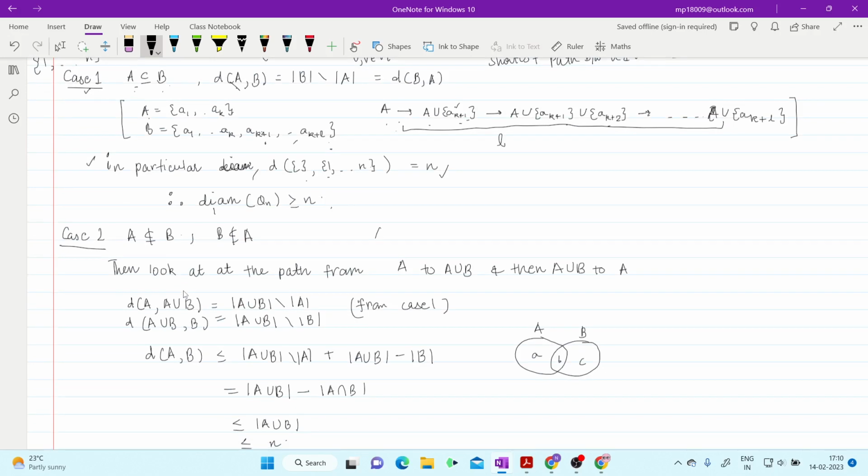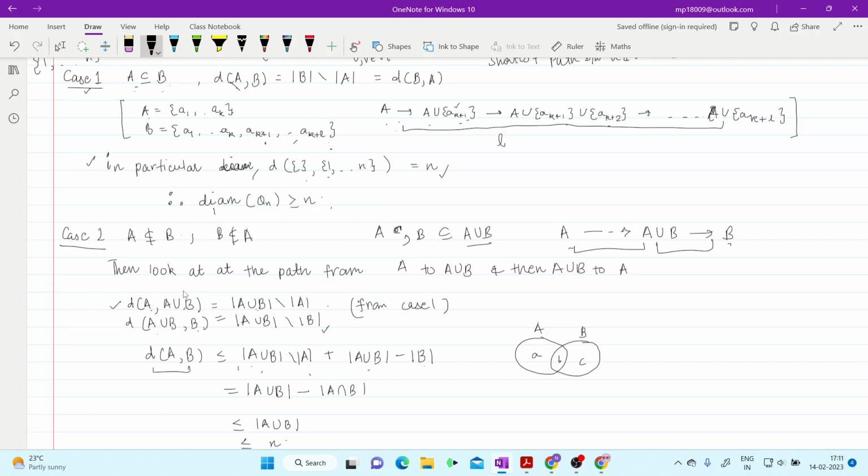We know that A and B are both contained in A union B, and A union B is the smallest subset which contains both A and B. So first we'll go from A to A union B, and then from A union B to B. From case 1, the shortest path from A to A union B has length equal to the number of elements in A union B minus the number of elements in A. Similarly, the shortest path from A union B to B has length equal to the number of elements in A union B minus the number of elements in B. The shortest path between A and B will be less than or equal to the length of this path plus the length of the other path.